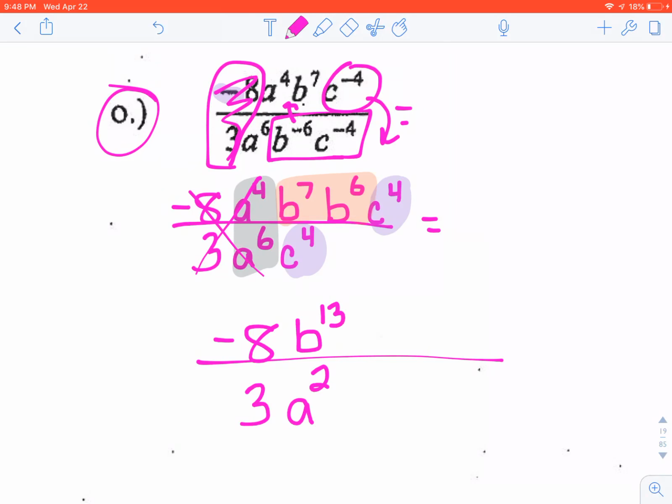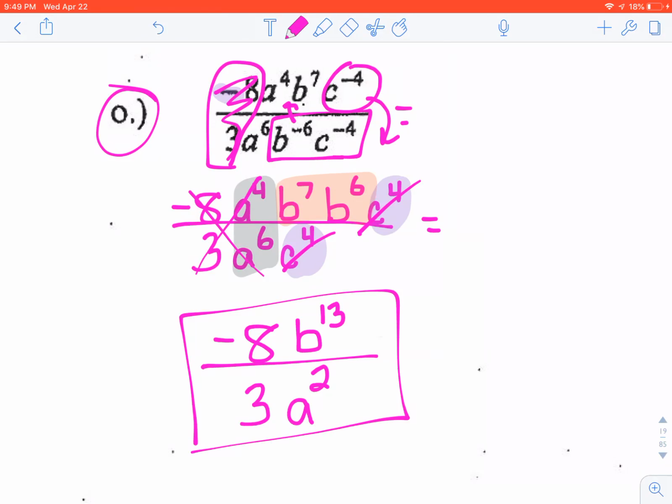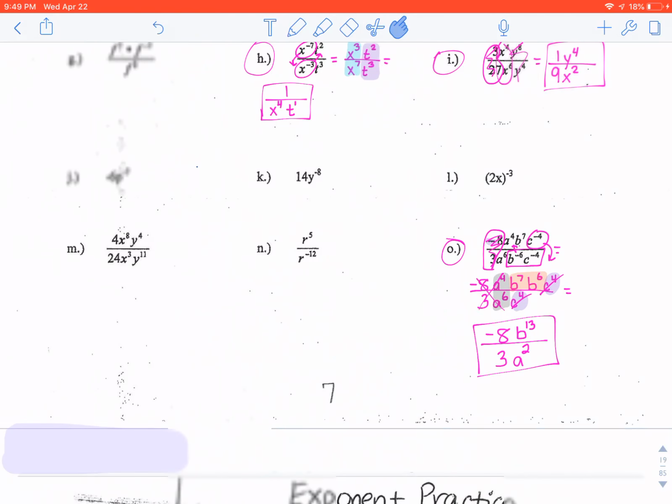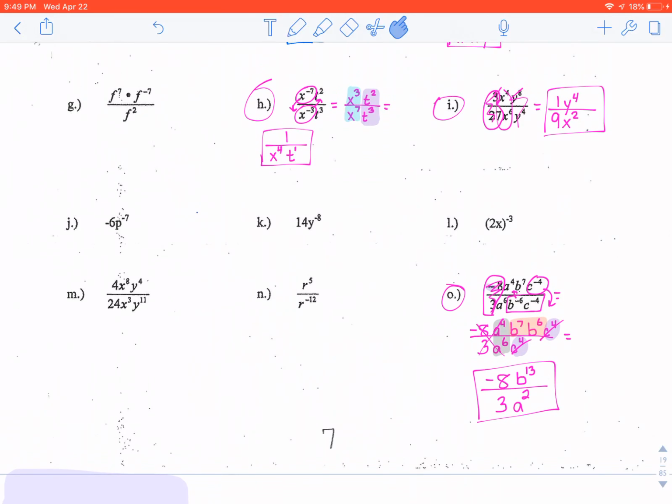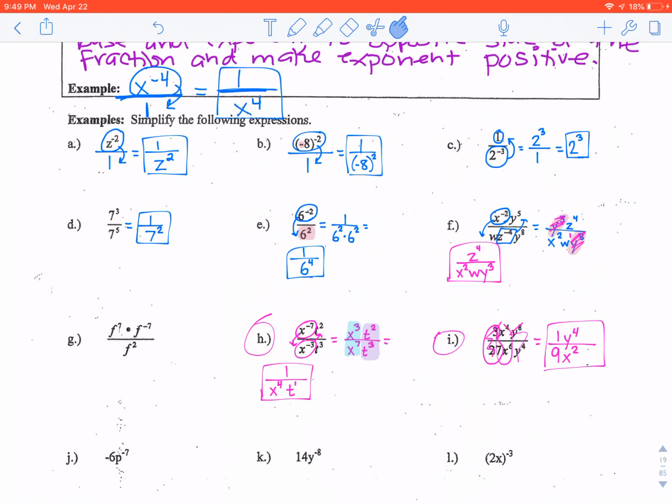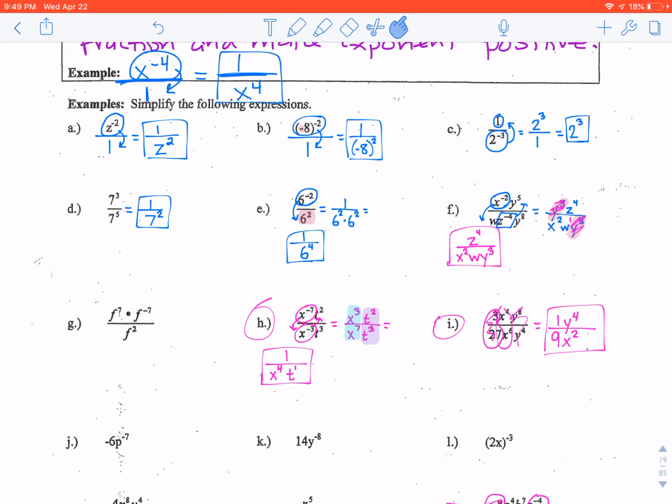What happens to the c's? Okay, hopefully you're saying that they cancel. The c's are the same, so either it becomes a 0 exponent, which turns to 1, or you can say that it cancels. Okay, so your answer for that is negative 8 b to the 13th over a to the second. So again, the negative exponent property is telling us, do not leave any answers with negative exponents. Okay, if you have a negative exponent, you're going to make it positive.